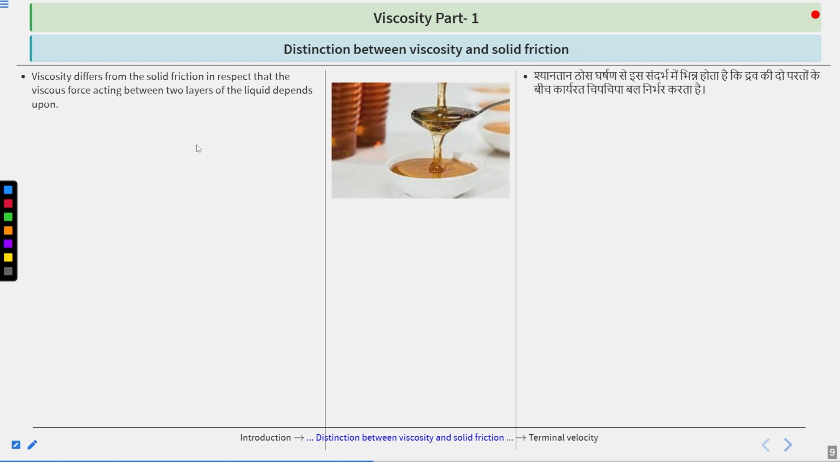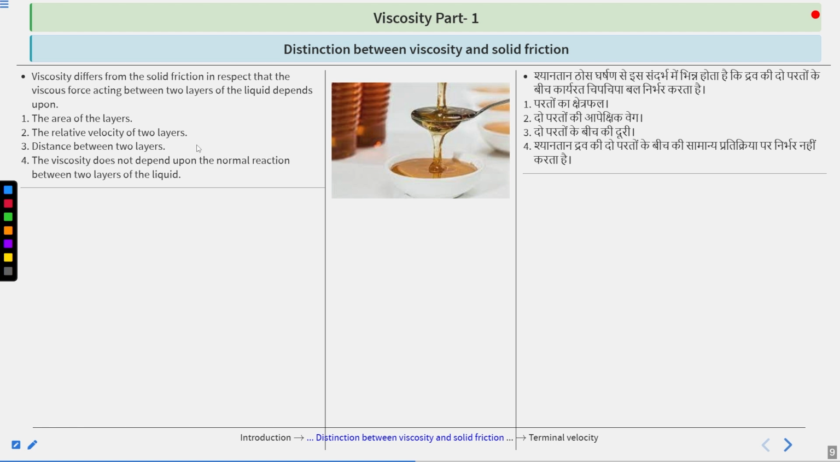Viscosity differs from solid friction in that the viscous force acting between two layers of liquid depends upon the area of the layers. The more the area, the more the viscosity will be. It also depends on the relative velocity of two layers. Like layer 1 and layer 2, they both have different velocities, so the relative velocity is considered. And the distance between two layers: the less the distance, the more the viscosity; the more the distance, the less the viscosity.